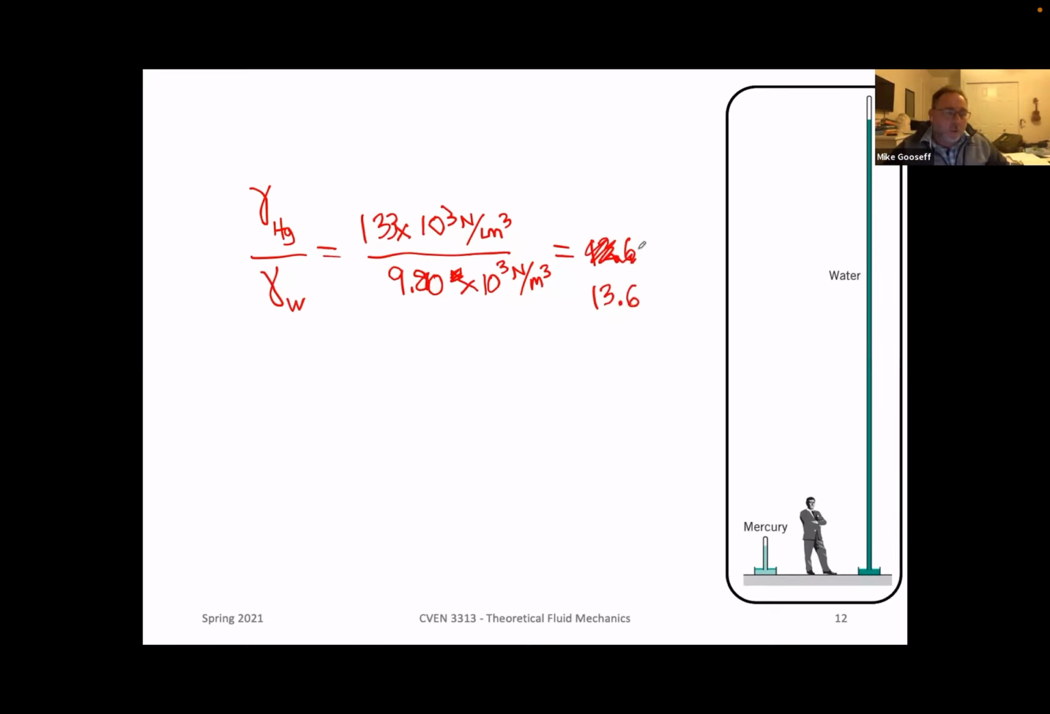And that's why we're going to find mercury in a lot of manometers in the problems that we're going to work tomorrow and into the future in the next homework, because the higher density and the higher specific weight means that you can compact the range of heights that you need for measuring pressures.